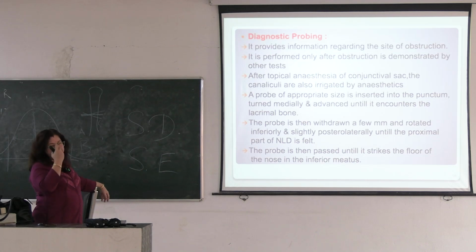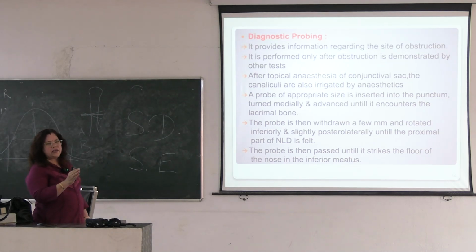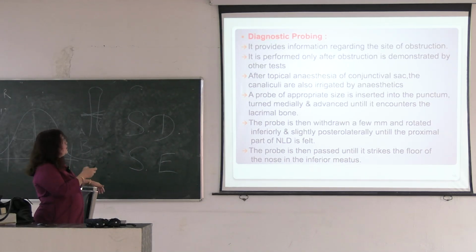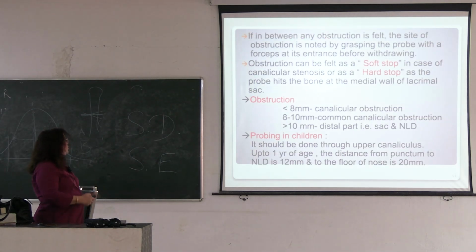Then diagnosis, it is also diagnosed by probing. When we apply the probe, if a soft tissue feel is there, that means there is obstruction, and when we apply the probe and touch the bony part, that means there is no obstruction. Probing is done basically in children.